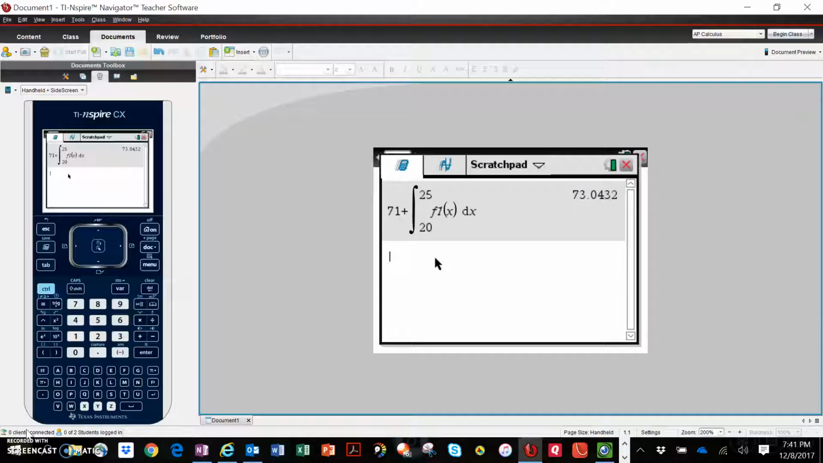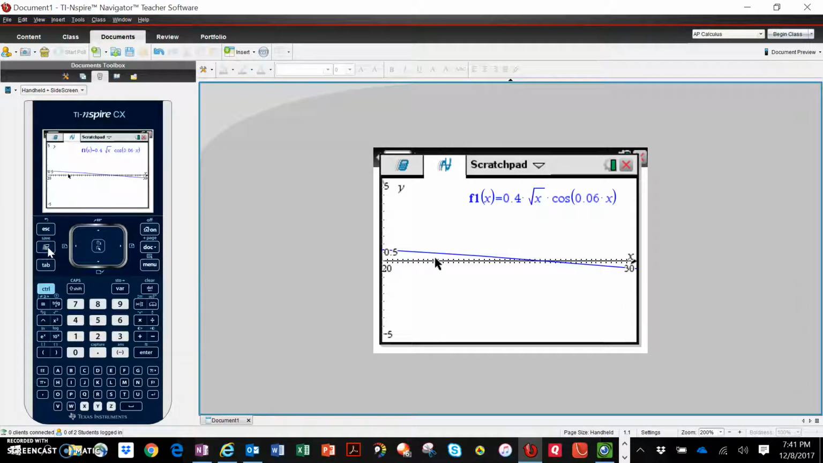Let's go back to the graph. There's the graph. So this represents the graph of W prime of t on the time interval 20 to 30. What I can see is initially W prime of t is above the x-axis, meaning that the rate of change is positive, and then eventually the rate of change is negative. At the point where W prime of t changes from positive to negative, the graph of W of t is going to have a relative maximum temperature. Let's go find that value.